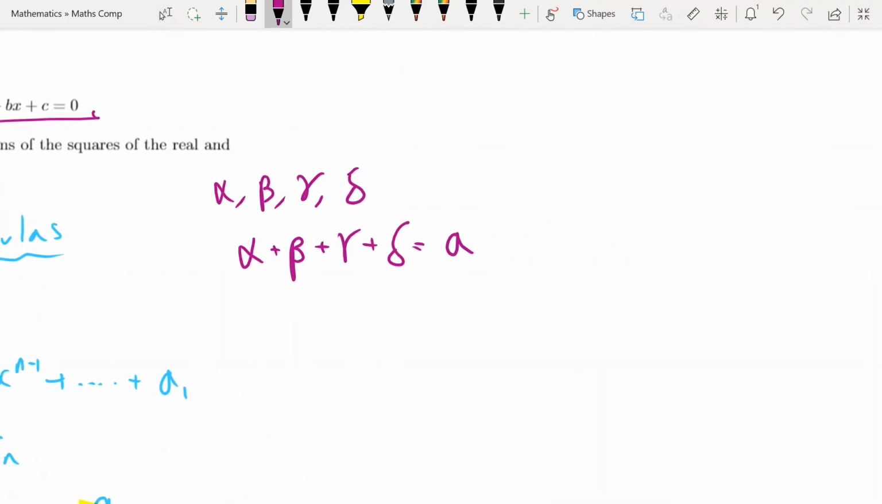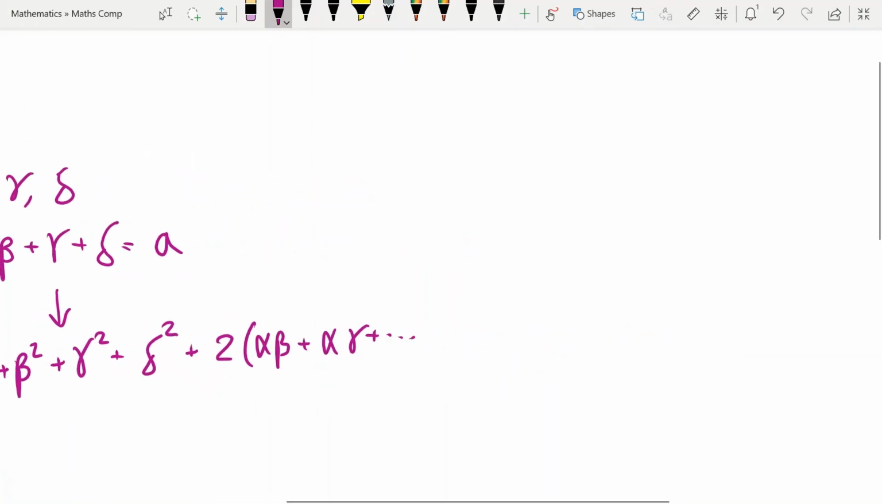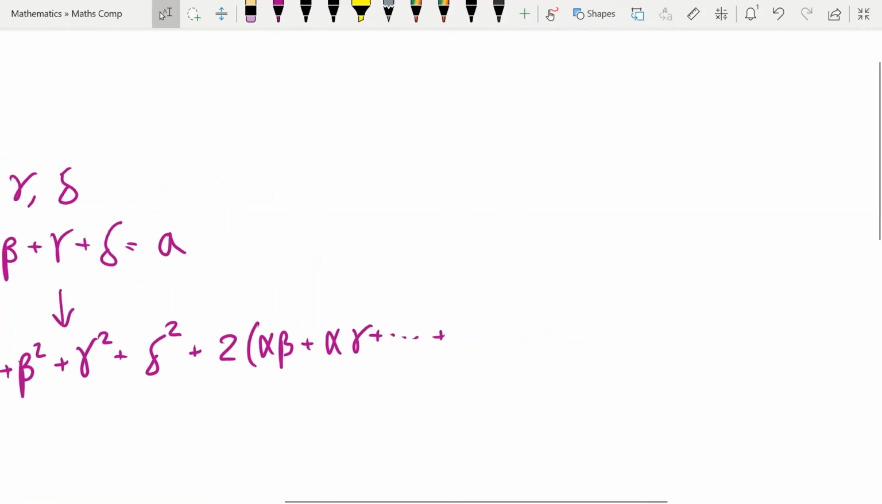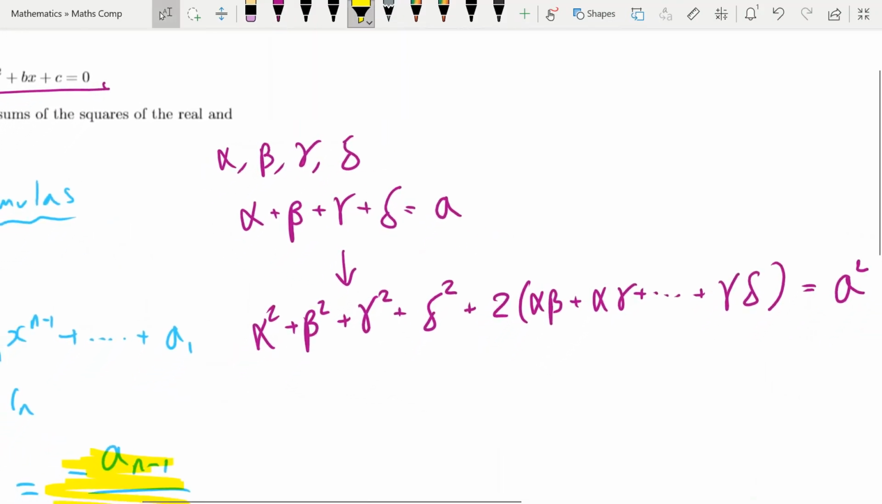So it might be useful to square this expression here. This gives alpha squared plus beta squared plus gamma squared, and so on. I'm not going to write all the pairs of the roots, but you know when you do the grid or whatever, it includes every pair twice. So you can say this is equal to a squared. So you take this expression and square it. This is what we're looking for. This is the aim.